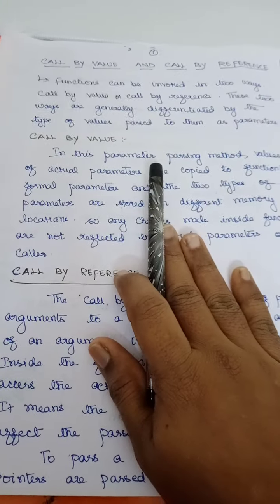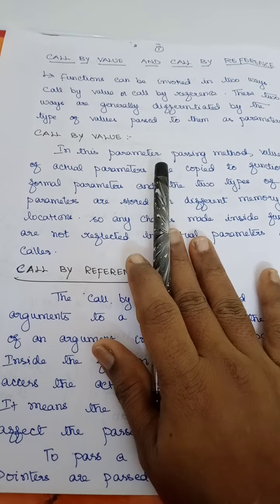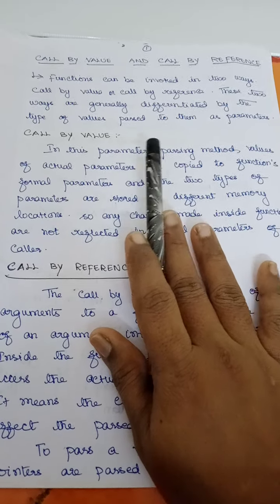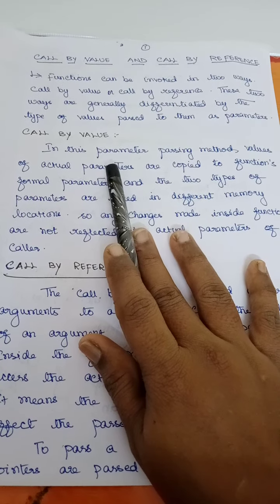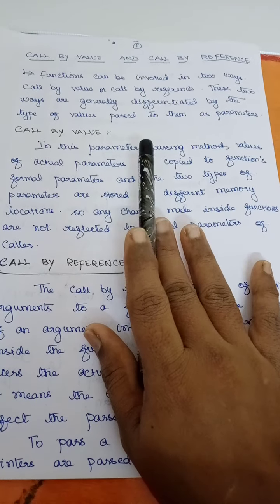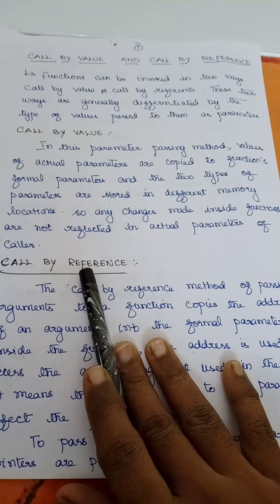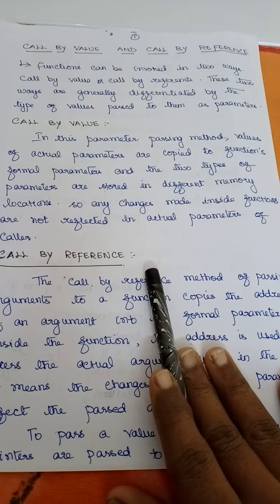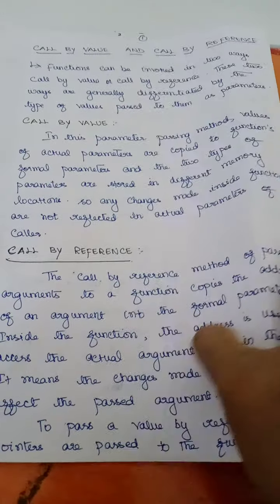I will repeat it once again. The functions can be invoked in two ways. One is call by value, the other is call by reference. And we differentiate them by the way the parameters are passed to the function. Call by value means only the value is copied to the function, so whatever changes you make in the function will not be effective in the main program. Call by reference means the address of the actual parameters is transferred to the formal parameters, so any change you make in the function will be effective in your main program.